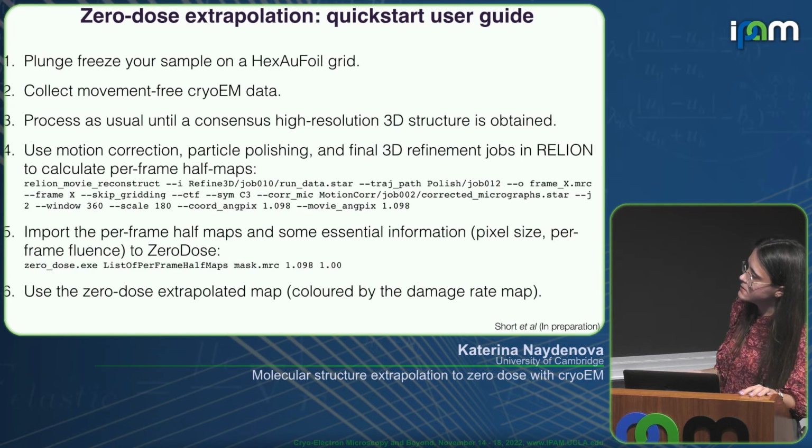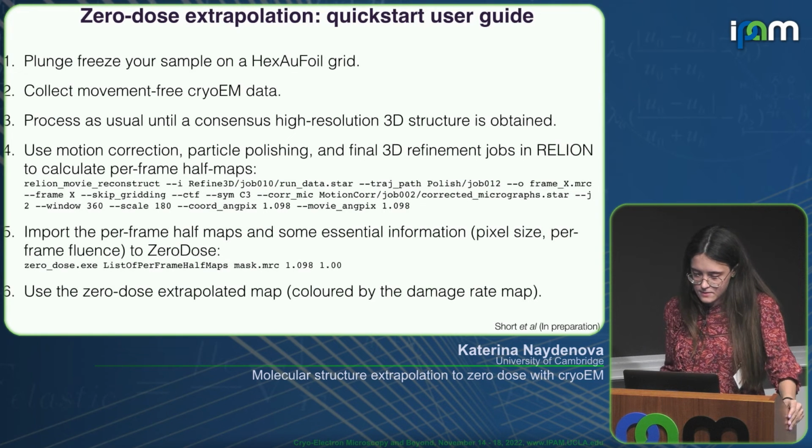Then you feed this series of maps to our program called ZeroDose, and you just have to tell it some basic information like pixel size and per frame fluence. And the program returns two maps for you: the zero-dose extrapolated map and the damage rate map. And that's it.